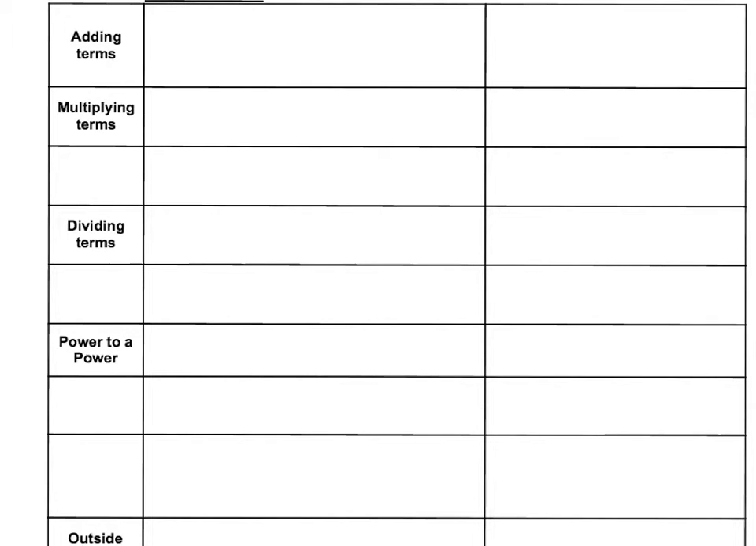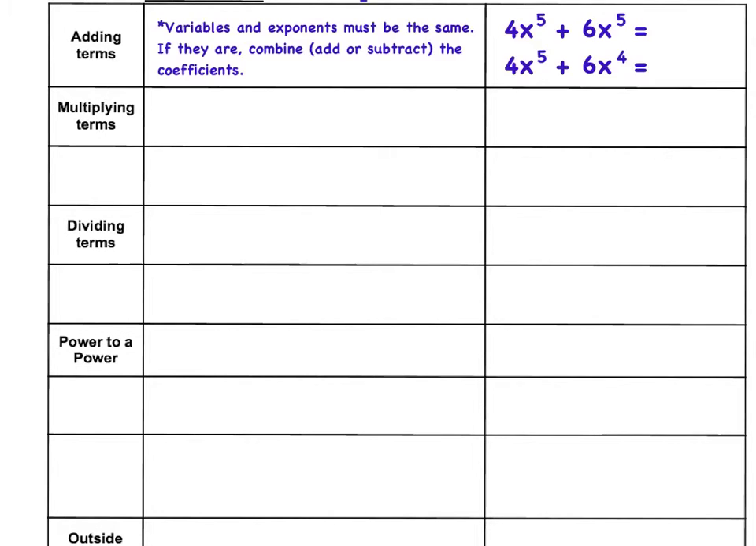First, we are going to look at adding terms with exponents. The key thing to remember when adding terms with exponents is that the variables and the exponents must be the same. If they are not the same, for example, here's a variable and an exponent, variable and an exponent, then you cannot add them. You cannot add or subtract them. However, if the variable and the exponent are the same, then all you do is simply combine, meaning you add or subtract the coefficients.